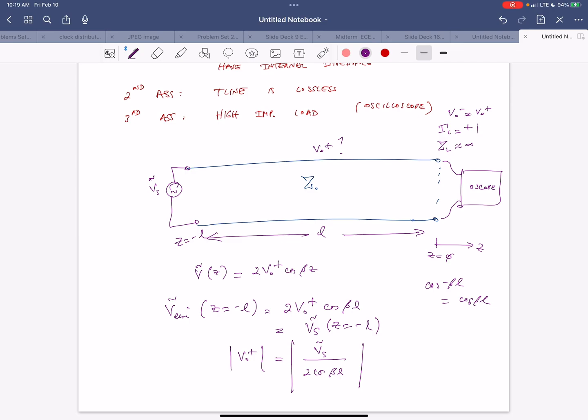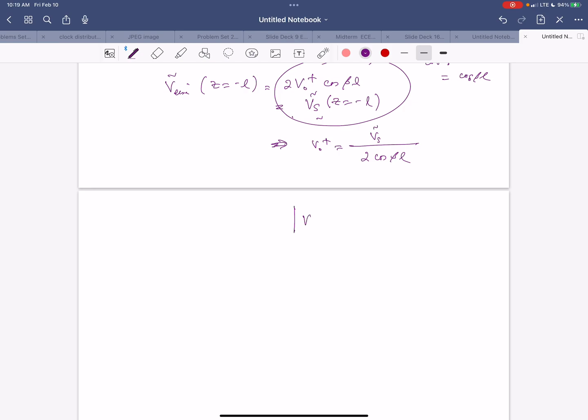How did you get to that part, the absolute value of V plus? Oh, let me show. From here I just get V0 plus is V sub S hat over 2 cos beta L. So that's the general function. And all I'm doing with the absolute value is taking the amplitude of V sub 0 plus. Don't think about the phase of the signal, just the amplitude.